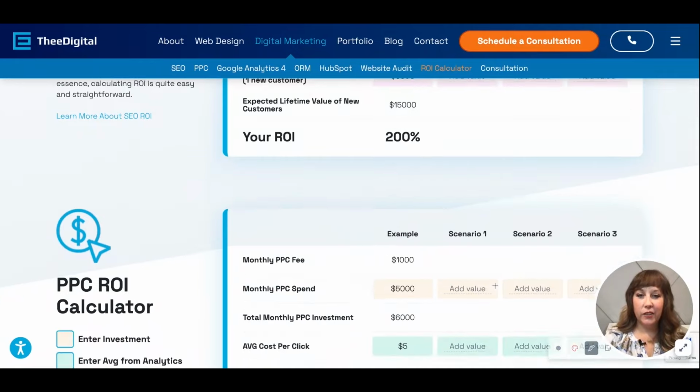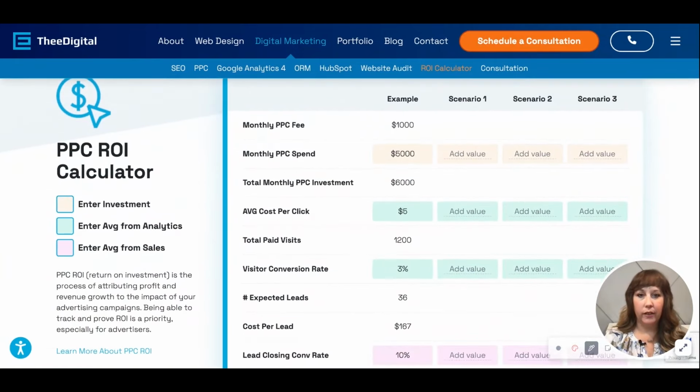Okay, so moving on to the PPC ROI calculator. Again, in the yellow cells, you'll enter your investment. And in this case, it is the amount that you would give to Google to run the ads. We call that the spend. So in this case, you would pay $5,000 to Google.